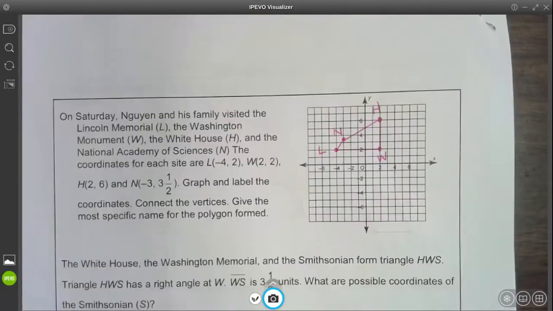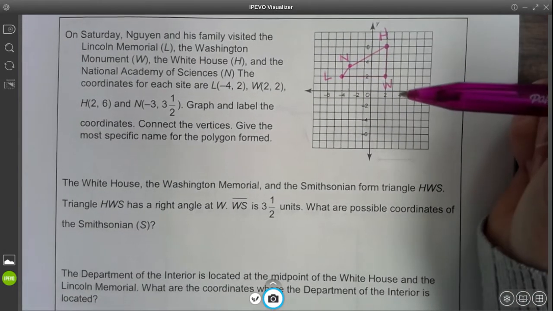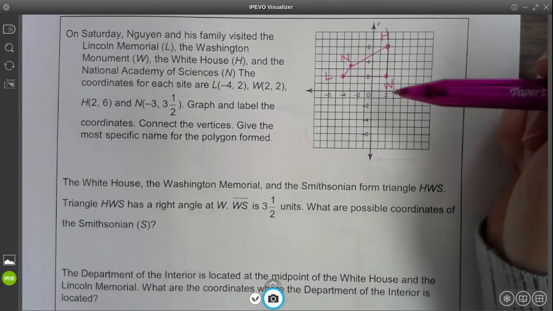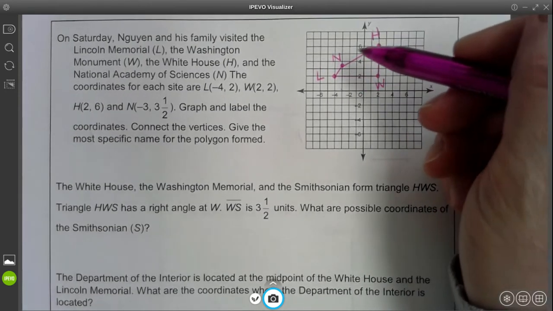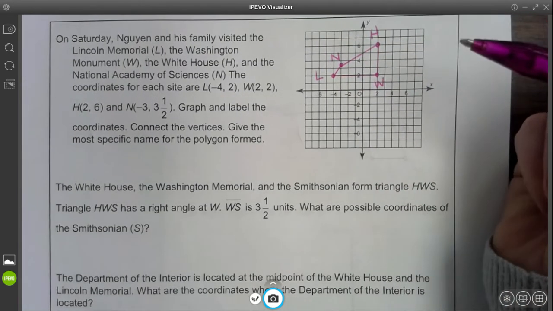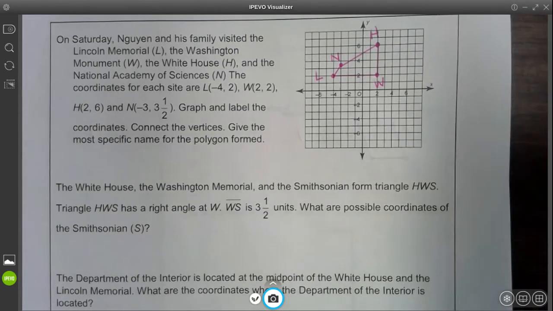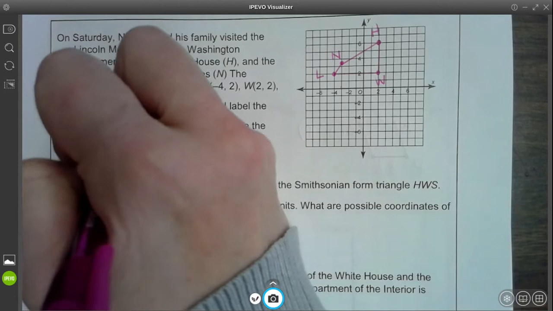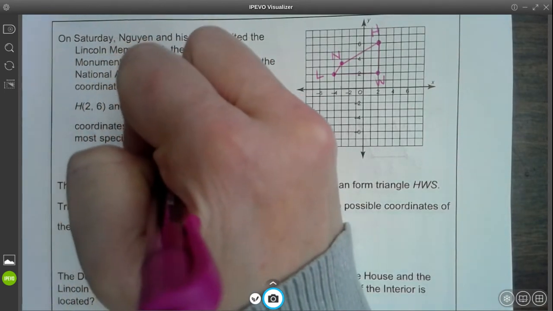Okay, so here is my polygon. It has 4 sides, which makes it a quadrilateral. Is there anything special about this quadrilateral? Well, I don't see any opposite sides that are parallel. So the answer to this one is no, there's really nothing special about it. So this one is just going to be called a quadrilateral. That's the most specific name we can give it.